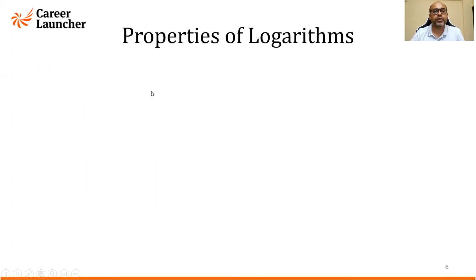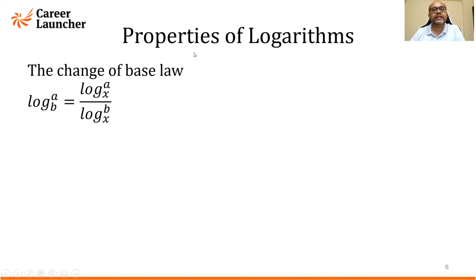Then there are another set of properties. The next is a change of base law. This is very interesting. Here the basic idea is, if you have a number like log a to the base b and somehow you don't want this base b, okay, so you can change the base if you can separate this into numerator and denominator. Now how do we separate it? You can separate it directly by writing log a and log b, but make sure that the base that you are writing here is the same for both, and it can be any base. X is any valid base.